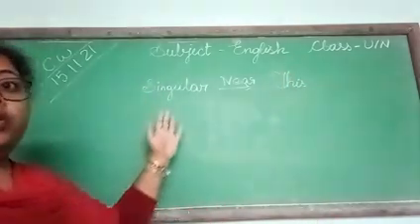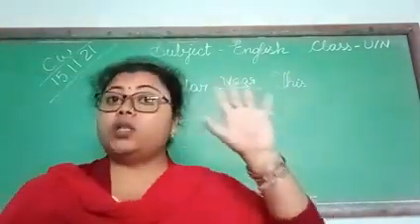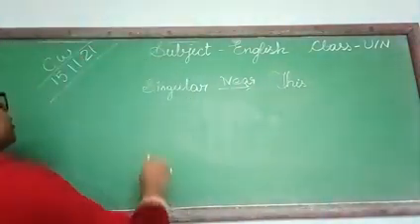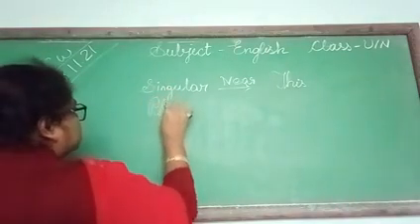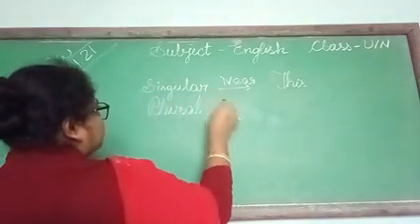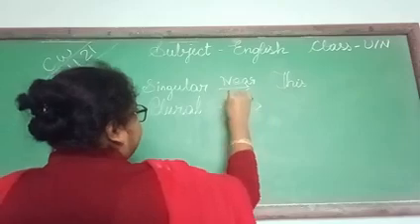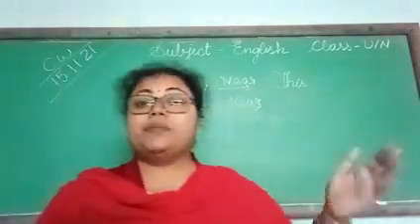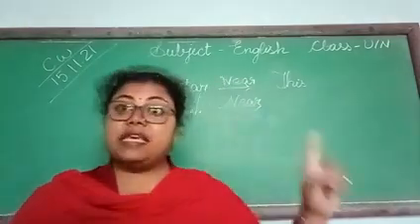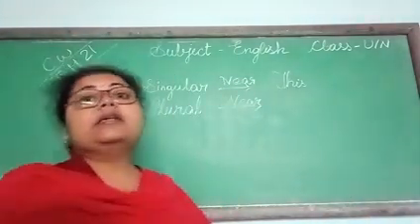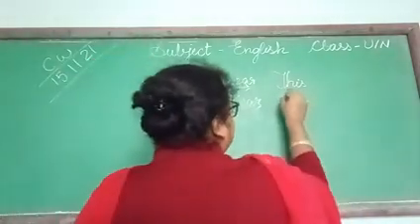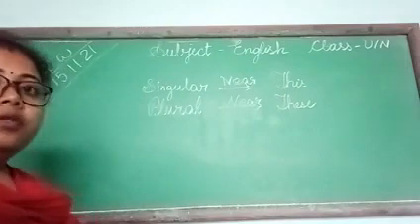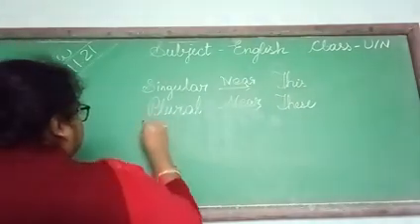But when the thing is not singular, more than one, meaning plural, and again the thing is near to you, it is in plural form and it is near to you, then you will say these. What will you say? These. T-H-E-S-E, these.